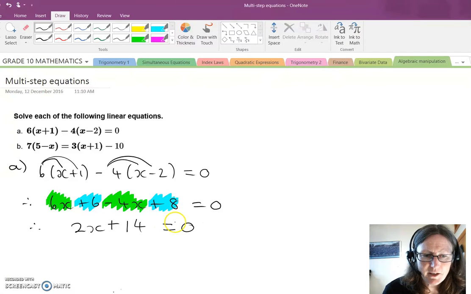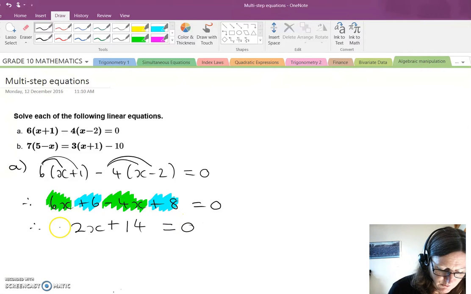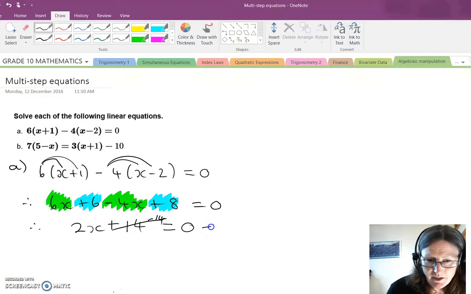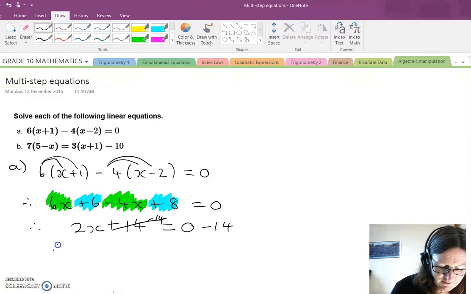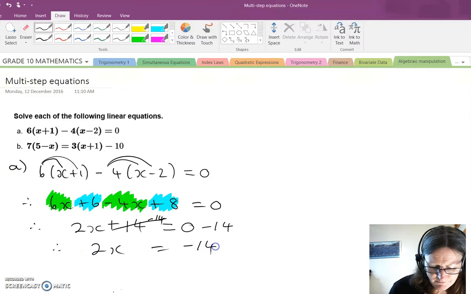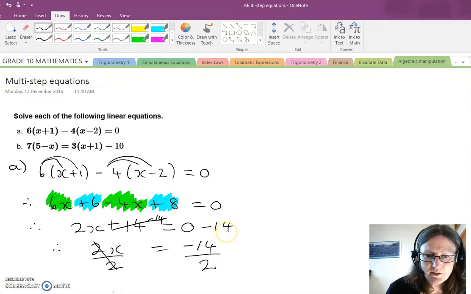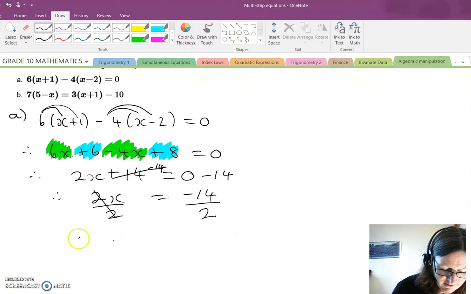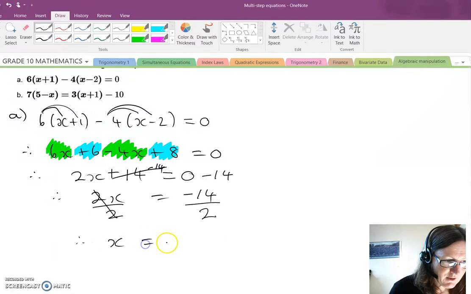Remember, I'm trying to solve for x, so what I need to do now is subtract 14, so the 14's cancel, and I have to subtract 14 from this side too. So 2x is equal to negative 14. I want to find x, so I divide that by 2 to cancel the 2's. It's okay, as long as I divide this side by 2. And that leaves me with x is equal to negative 7.